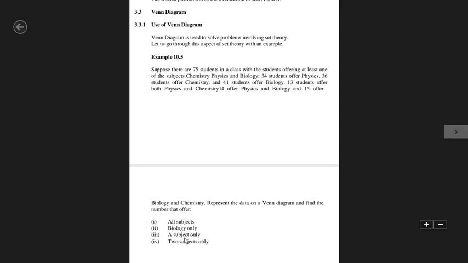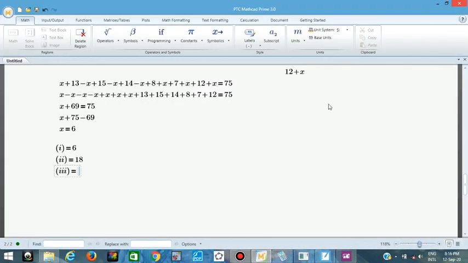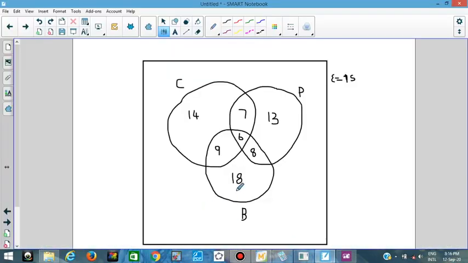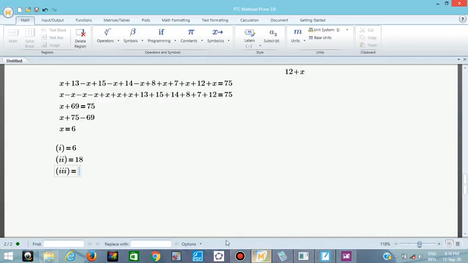So those that did just one subject, go to your Venn diagram, you will see them. Those that did only one subject, see them: 18, 14 and 13. These are the people that did one subject. So you put them in your solution page, which is 13 plus 14 plus 18. And that is going to be equal to what? 13 plus 14 plus 18 is going to be equal to 45.